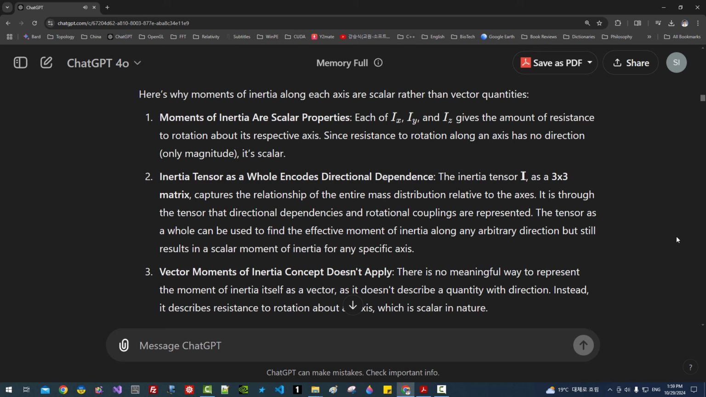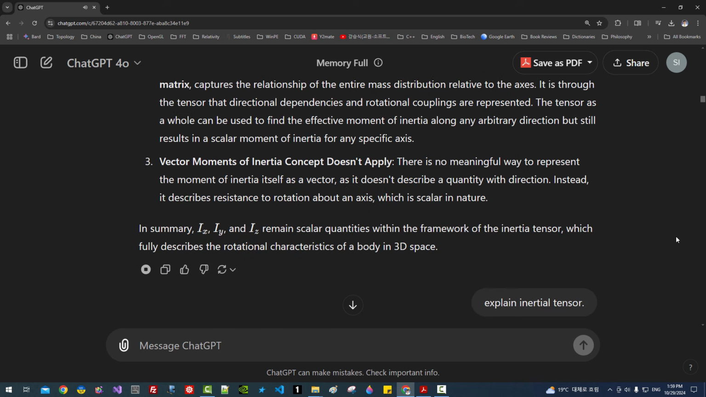Two: the inertia tensor as a whole encodes directional dependence. The inertia tensor, I, as a 3x3 matrix, captures the relationship of the entire mass distribution relative to the axes. It is through the tensor that directional dependencies and rotational couplings are represented. The tensor as a whole can be used to find the effective moment of inertia along any arbitrary direction, but still results in a scalar moment of inertia for any specific axis. Three: the vector moment of inertia concept doesn't apply. There is no meaningful way to represent the moment of inertia itself as a vector, as it doesn't describe a quantity with direction. Instead, it describes resistance to rotation about an axis, which is scalar in nature. In summary, Ix, Iy, and Iz remain scalar quantities within the framework of the inertia tensor, which fully describes the rotational characteristics of a body in 3D space.